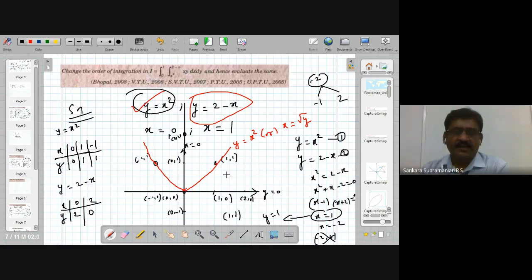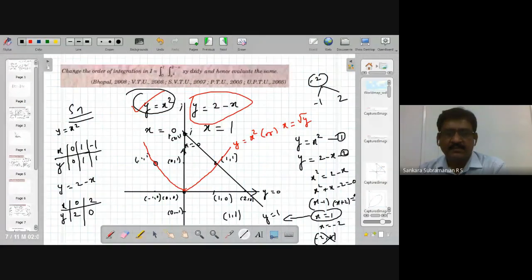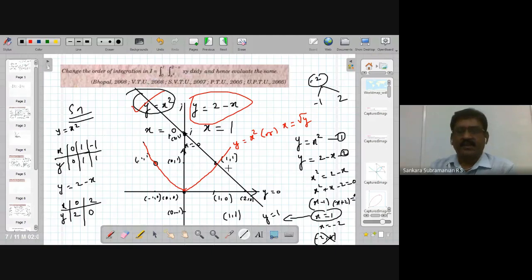When you join these two lines, if you extend this line, I think the curve touches here. I think so. Right? Okay. This is what is required. This is the line. y is equal to 2 minus x drawn successfully.